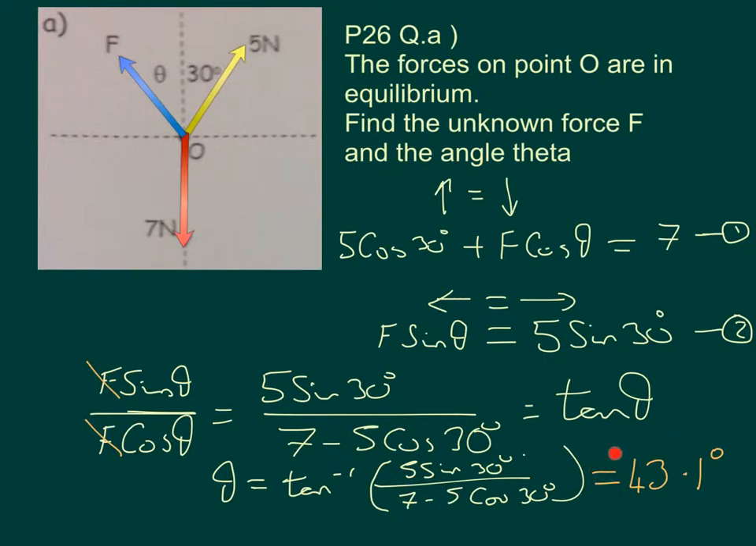So now we can take this angle and substitute it into our simplest equation here to get a value for F. So if I rearrange this equation, F would be 5 sine 30 divided by this sine of theta. So F equals 5 sine 30 degrees over the sine of 43.1 degrees. And that turns out to be 3.66 newtons. So we've got our theta and we've got our value of F.